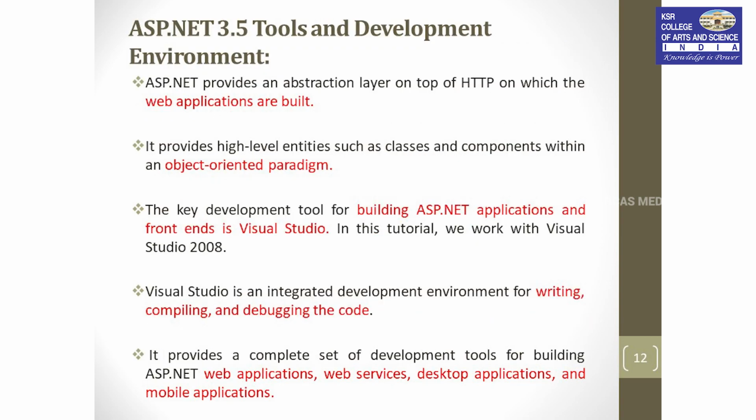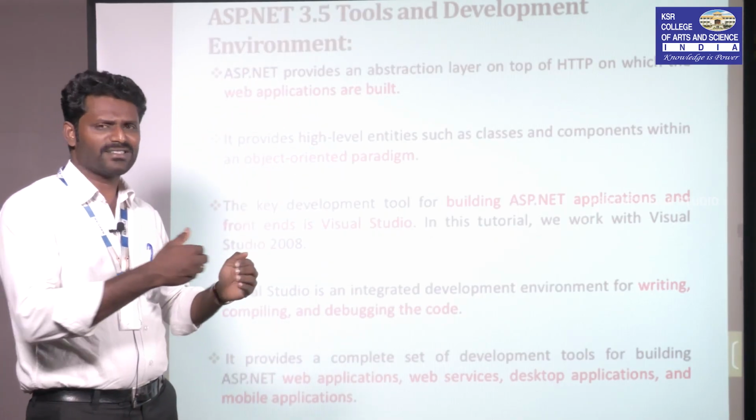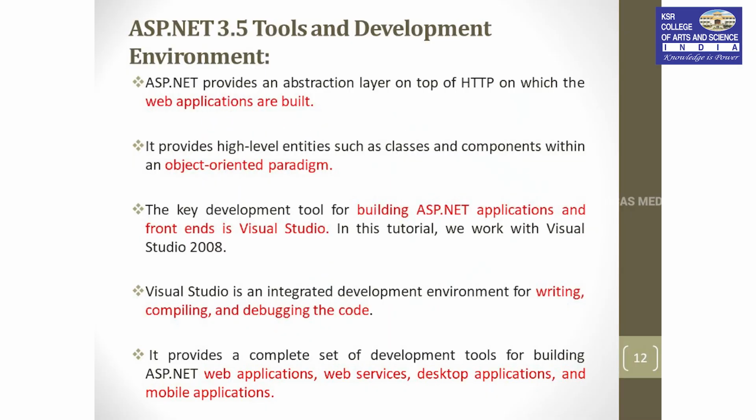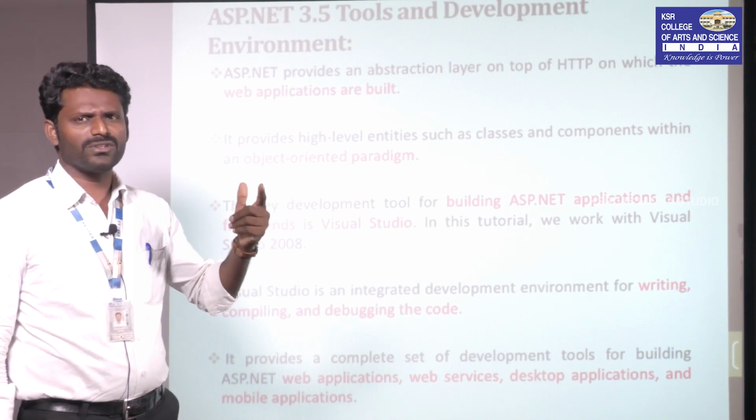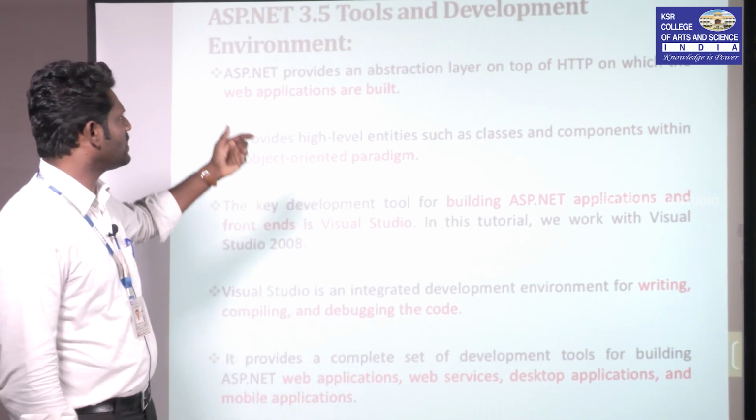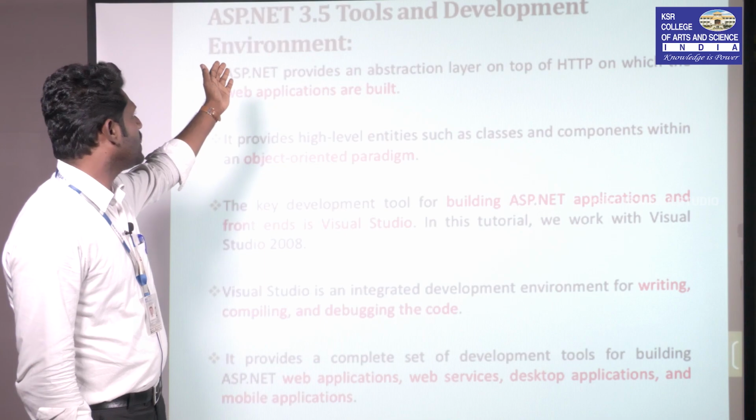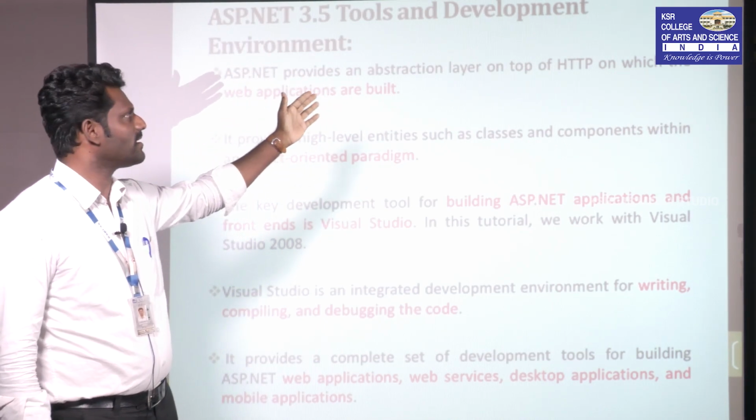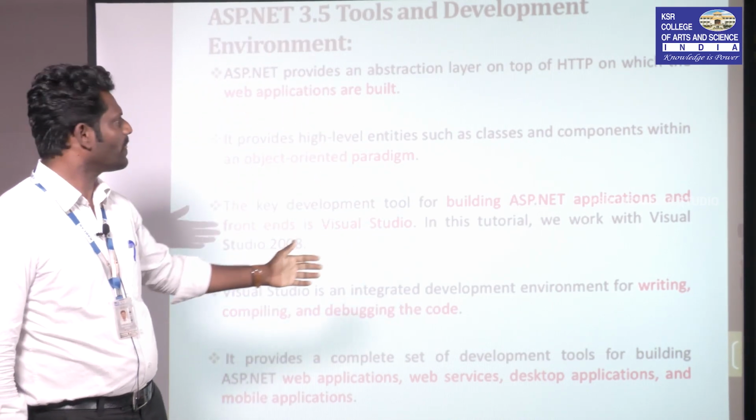The ASP.NET 3.5 tools and development environment tools are used. ASP.NET 3.5 means a version of the ASP.NET tools. For example, Visual Studio versions 2005, 2008, 2010, and 2012 are also available. So 3.5 has different varieties, and different versions are available, right?